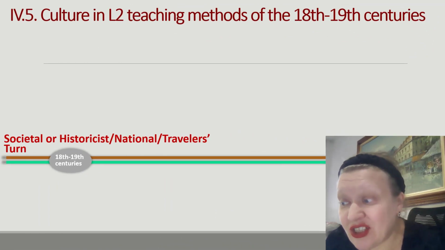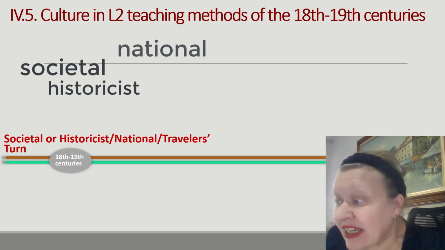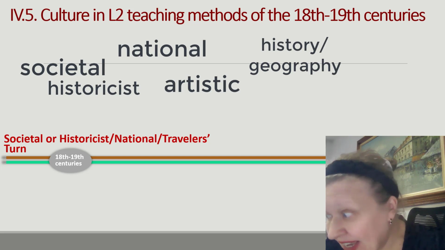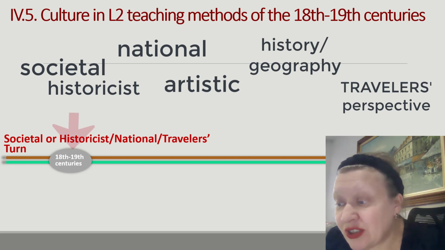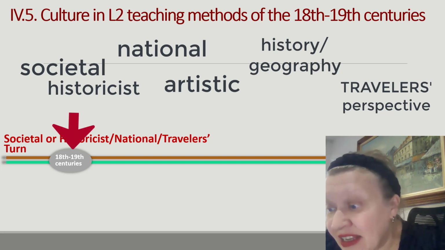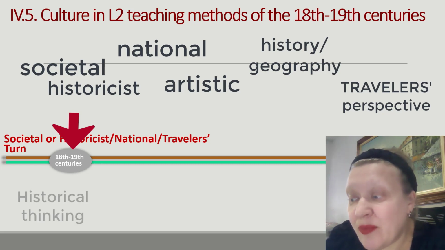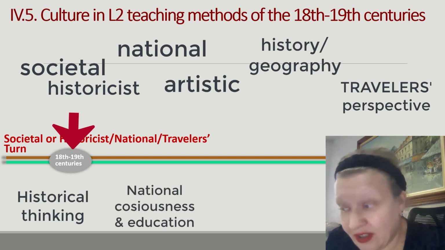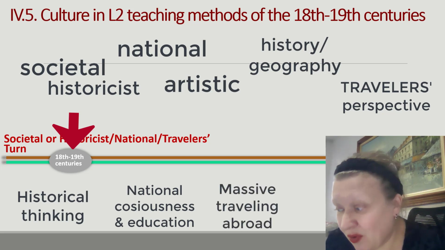We have learned that the contemporary object-oriented understanding of culture has societal, historicist, national, and artistic dimensions. Also, it is associated with geography and history, and with a traveler's perspective. This conception of culture emerged in the 18th and 19th centuries under the influence of many factors, such as the emergence of historical thinking, the development of national consciousness and national education, and massive exploratory and educational traveling abroad.